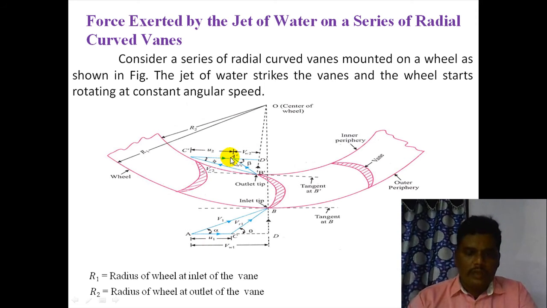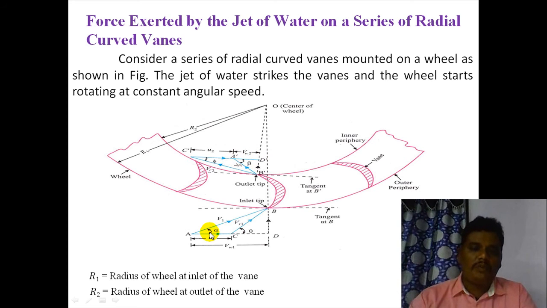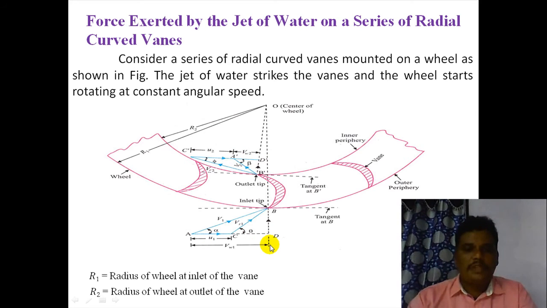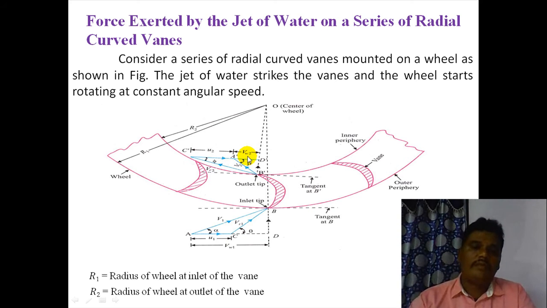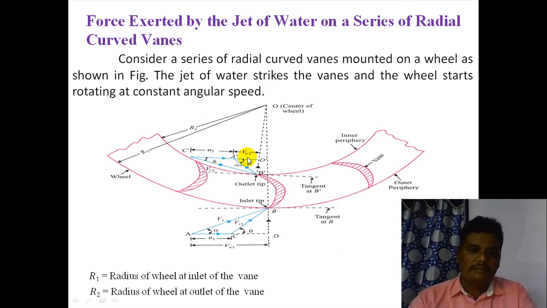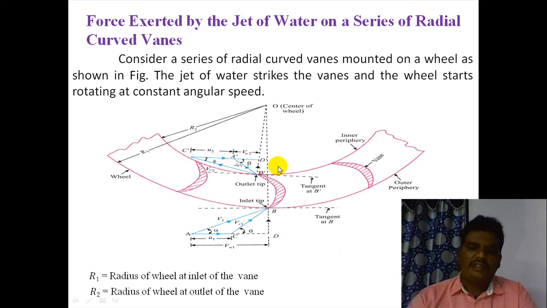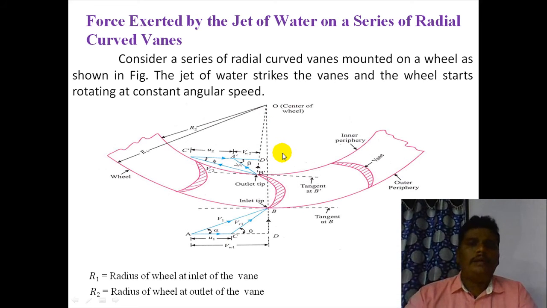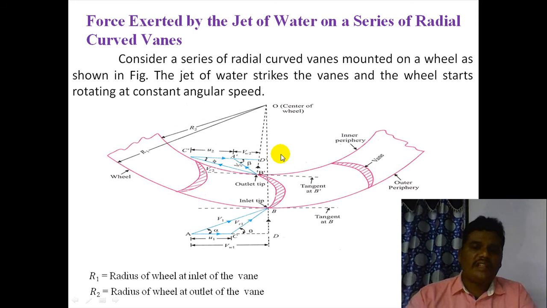Now, by joining Vr2 and u2, we get V2. Again, we have to resolve it into two components: the flow component, Vf1 and Vf2, and the whirl component. The whirl component is the component of absolute velocity in the tangential direction, perpendicular to the flow velocity. O is the center. This is the same as for curved vanes when the jet strikes tangentially, with the same velocity triangles.